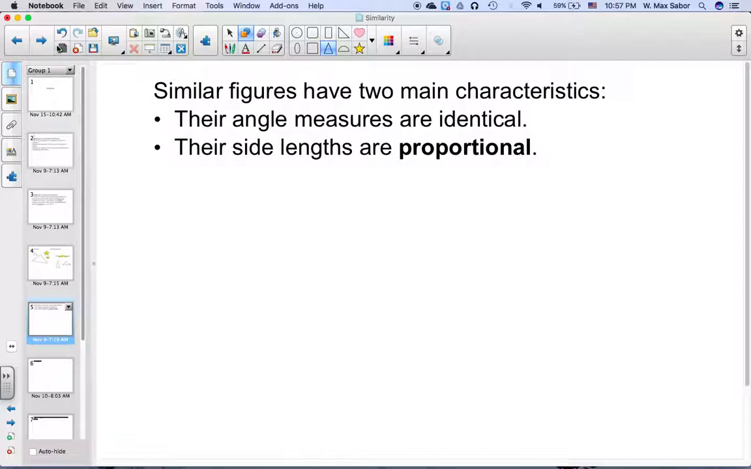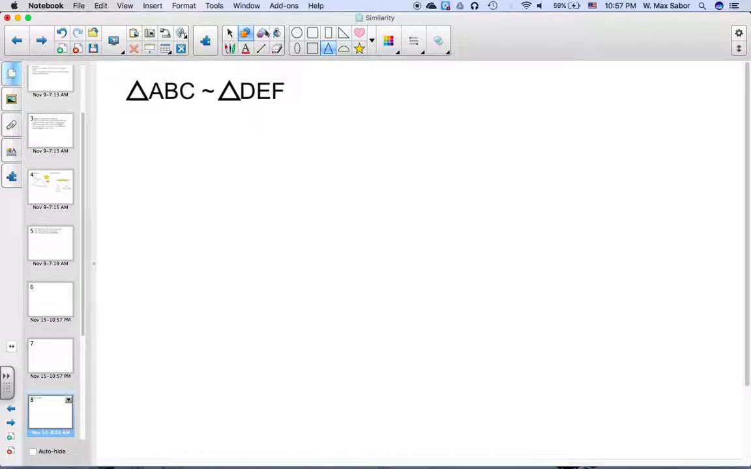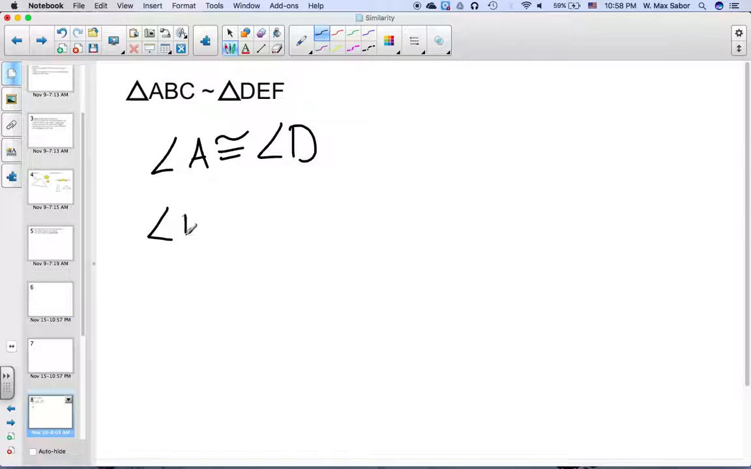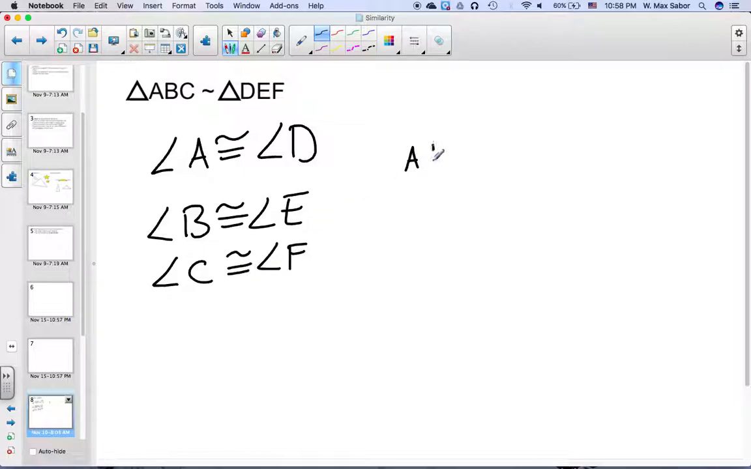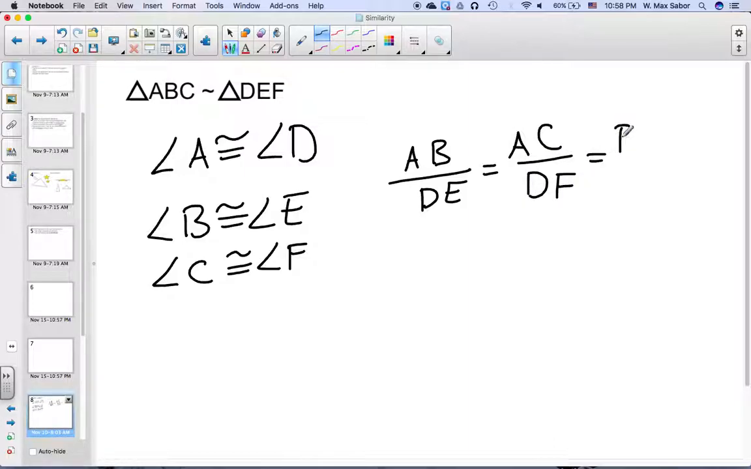So that means that when I say ABC is similar to DEF, then angle A is congruent to angle D, angle B is congruent to angle E, angle C is congruent to angle F, and then we can also say that the side lengths are proportional. So AB over DE is going to be the same thing as AC over DF, or BC over EF.